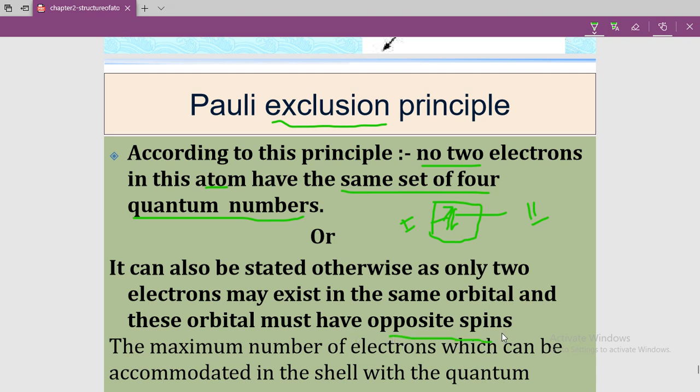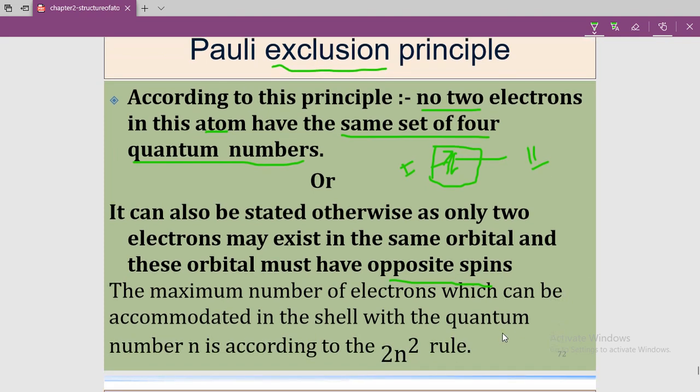It is a common rule of human beings. In the same house, two persons of the same name cannot exist. If it is possible, then some difference will be made.